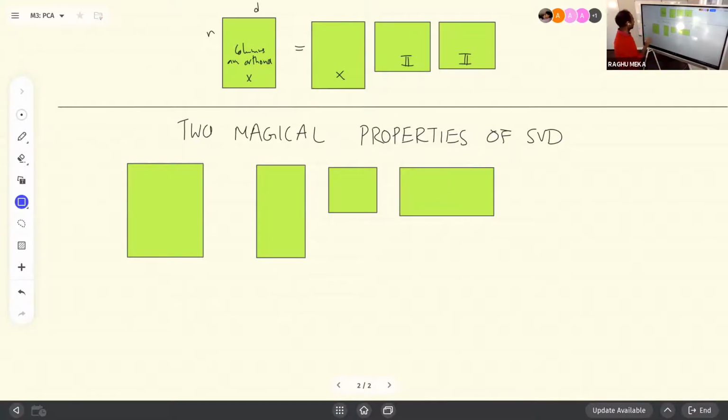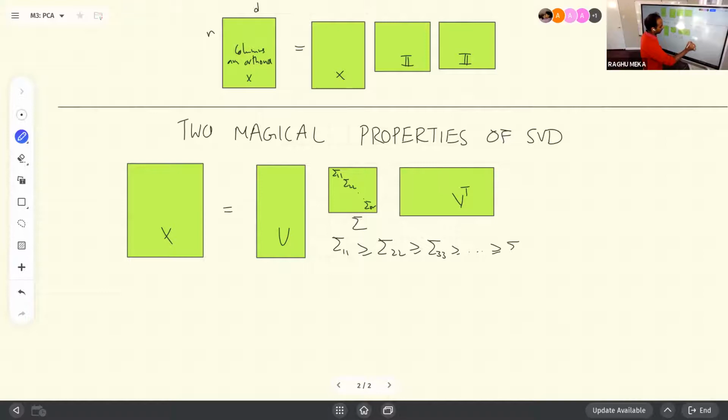Okay, so I'm taking the singular value decomposition here. X is U sigma V transpose. Let me assume that I write this sigma with the singular values in decreasing order. So I'm ordering the singular values along the diagonal. That's one thing I'm doing.